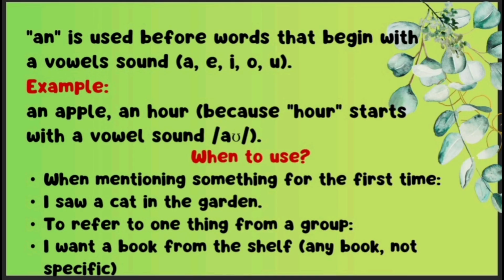But the only difference is whenever you are using a vowel alphabet, before that we have to use an. Sometimes, in some scenarios, it depends on sound. If the word is sounding like a vowel, we have to use the article an. If it is not, then you can use the article a.